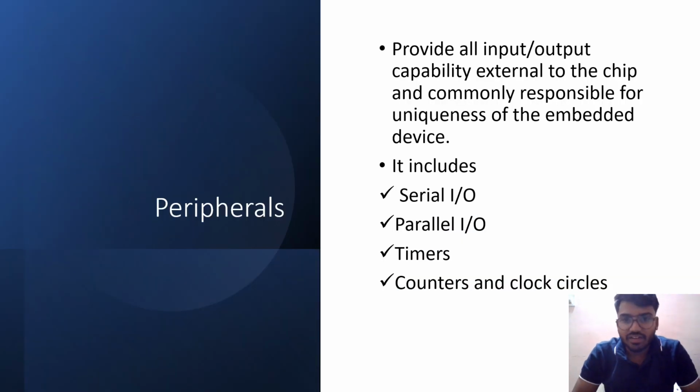Coming to the peripherals. Peripherals provide all input-output capabilities external to the chip and are commonly responsible for the uniqueness of the embedded device. Peripherals include serial I/O, parallel I/O, timers, counters and clock circuits.